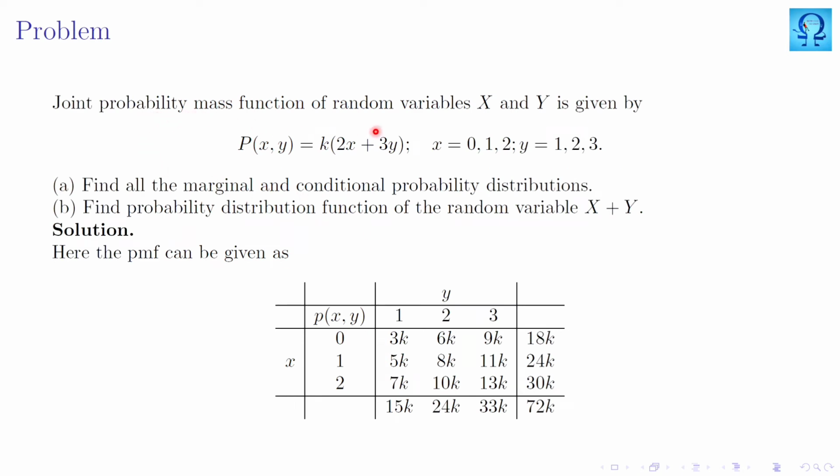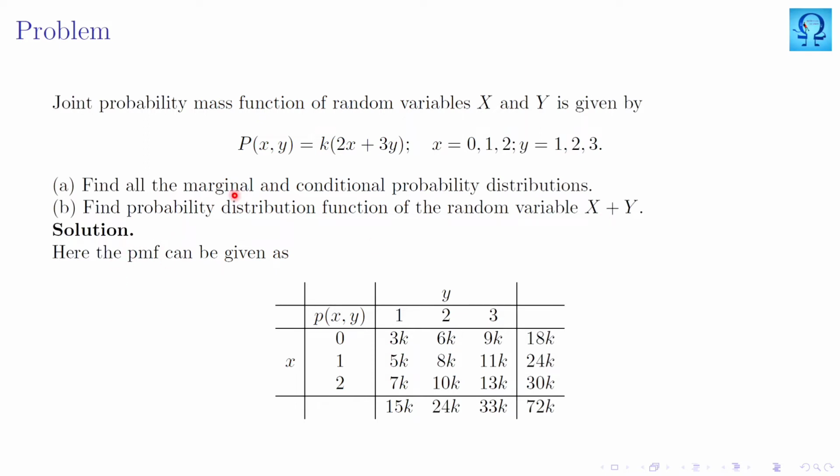Here we are given some joint PMF of two variables. P of x y is k times 2x plus y, and x is taking these three values 0, 1 and 2, and y is taking 1, 2, 3. We are asked to find out the marginal and conditional probability distributions, and in the second part we are asked to find out the probability distribution of other random variables. This x plus y, I will come to in due course.